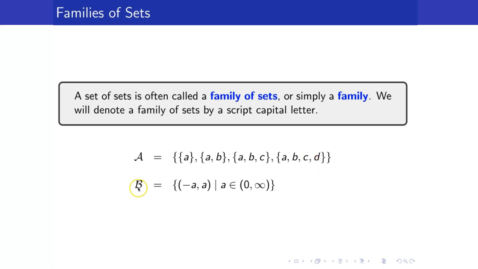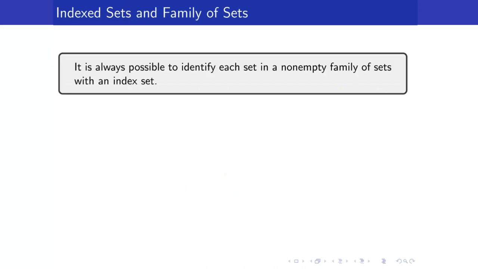For the family of sets B, it contains all open intervals of the form (-a, a) where a is a positive number. Take note that it is always possible to identify each set in a non-empty family of sets with an index set. And if I is an index set for F, we can write F as follows. So here it contains all sets A sub i where i is an element of your index set.